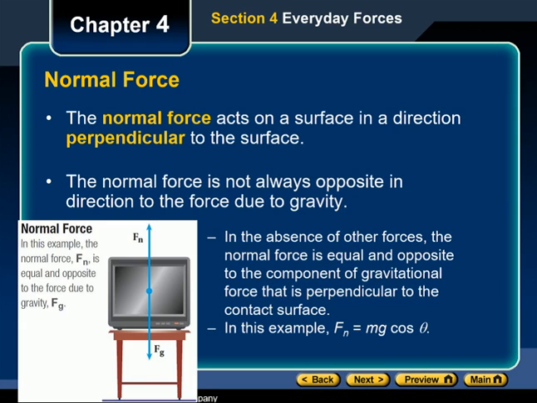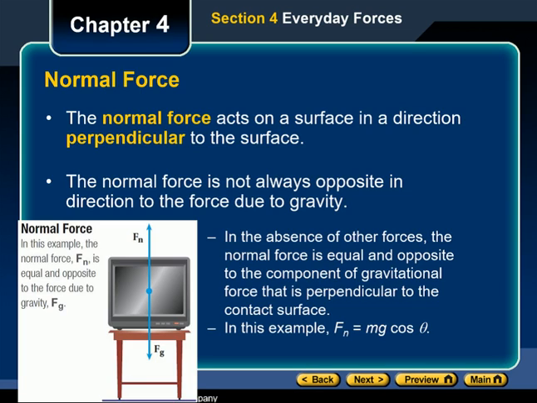This force is the force exerted on the television by the table. This force is called the normal force, represented F_n. The word normal is used because the direction of the contact force is perpendicular to the table surface, and one meaning of the word normal is perpendicular. The image on the screen now shows the forces acting on the television.